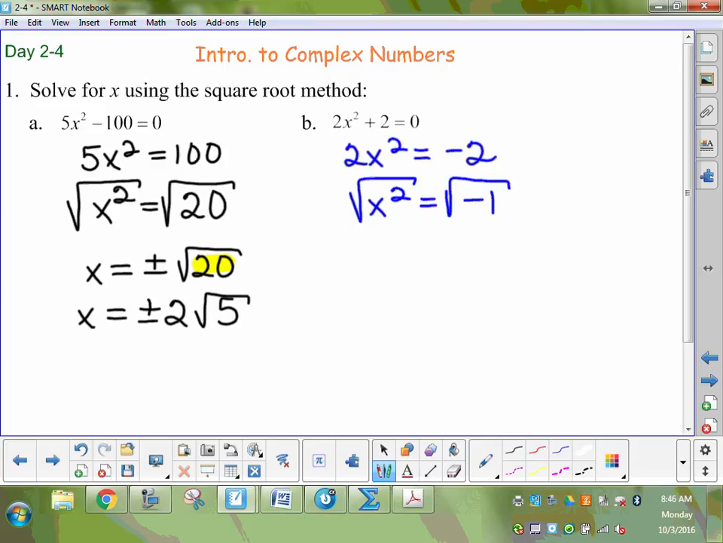We define what's called the imaginary unit, or i, and i is equal to the square root of negative 1. So now we've decided if we link this little unit onto it, we can now take the square root of any negative number. And negative 1 is a perfect square. What times itself gives me a negative 1? And that would be an i. So our answer to this is going to be x is equal to i. Is everyone okay with that?